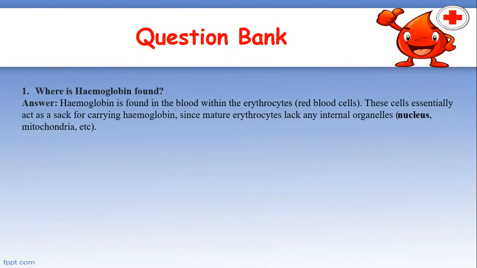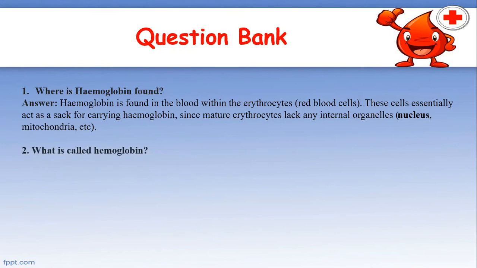Next is the question bank. The first one is, where is hemoglobin found? The answer is, hemoglobin is found in the blood within the erythrocytes, or RBCs. These cells act as a sac for carrying hemoglobin, since mature erythrocytes lack any internal organelles, nucleus, mitochondria, etc.